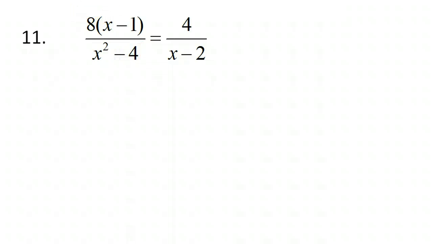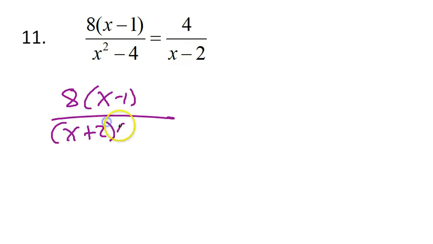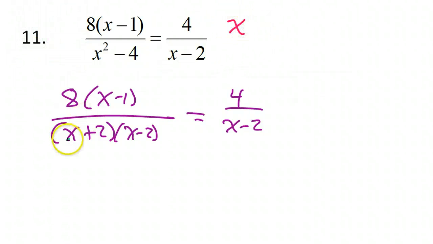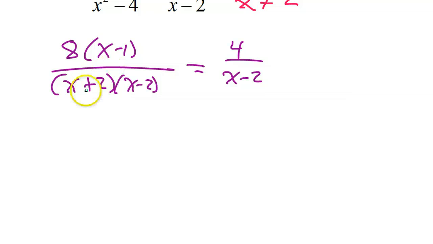Alright, we need to factor so we can see what is going on. So I have 8 times x minus 1 over x plus 2 times x minus 2. Alright, let's state the restrictions now. From this first factor, x cannot equal negative 2. From the second factor, x cannot equal positive 2. And this third factor would also tell us that x cannot equal positive 2. So those are the restrictions. Watch out for that. Now I don't see anything I can just cancel out.